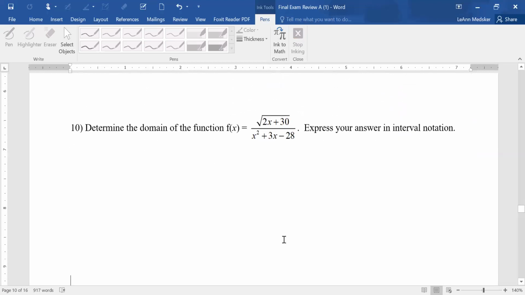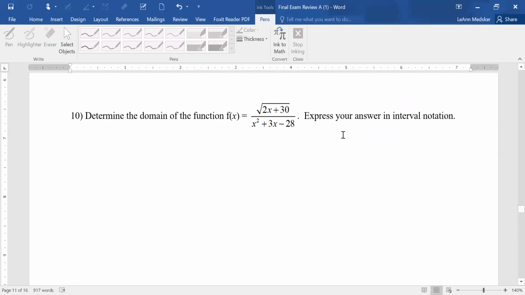Okay, number 10 says determine the domain of the function and express your answer in interval notation. When you're dealing with the domain of a function, if you have a rational function, you want to make sure you don't divide by 0. If you have a radical function, you want to make sure the inside stays greater than or equal to 0. If it's in the denominator, it can only be greater than 0 because you don't want it to equal 0. We would divide by a 0 then.